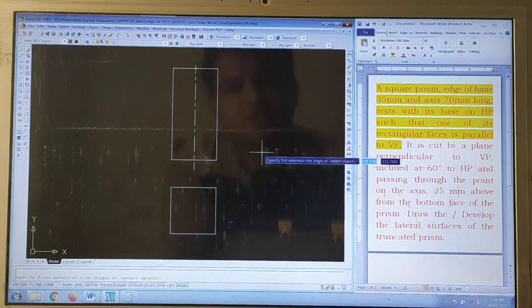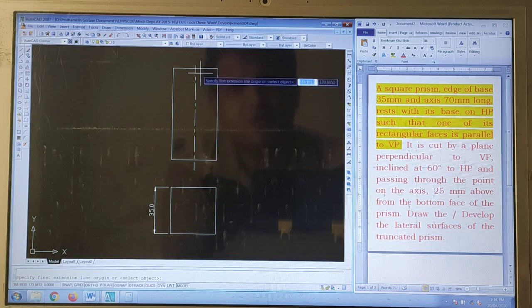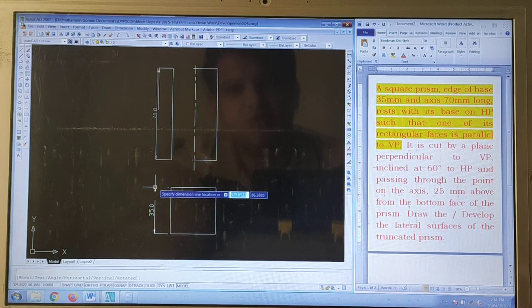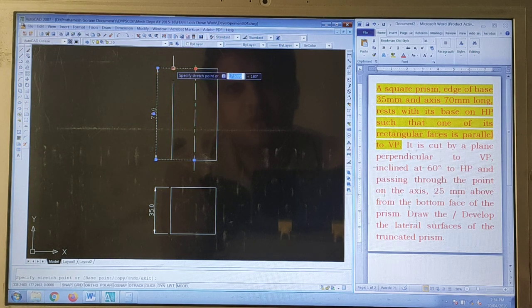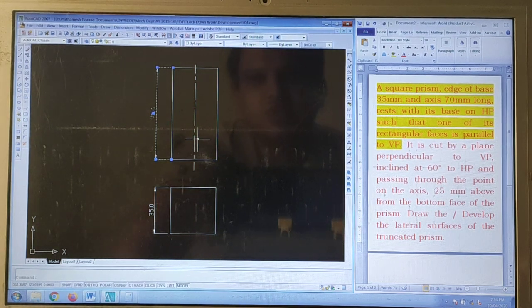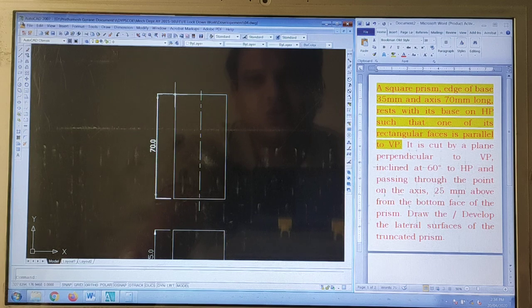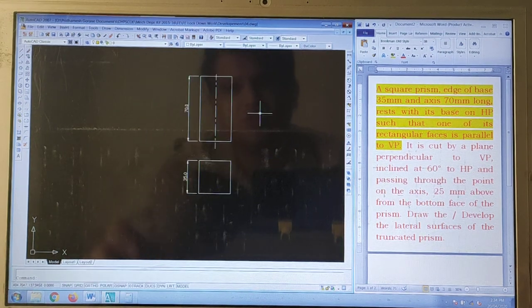Then we need to give the dimensioning: 35, and the axis height from here to here, which is 70, but the selection point has to be from here. There is a gap over here. We should keep this gap so that it does not look like the object.